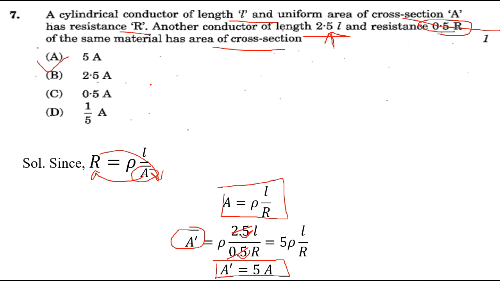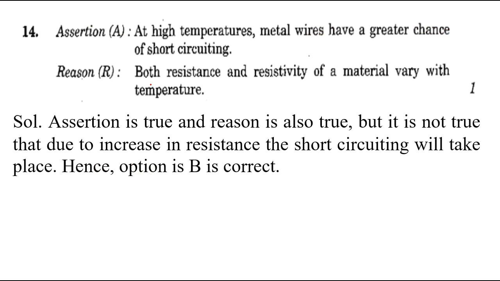Now moving further to the next question. The next question is a reason and assertion question, and the assertion is saying that at high temperature metal wires have a greater chance of short circuiting, and the reason is saying that both the resistance and resistivity of the material vary with temperature. So when you observe the first statement, that at high temperature metal wires have a greater chance of short circuiting, yes, it is correct, because at high temperatures the wire might melt, and hence it will create some chance of short circuiting.